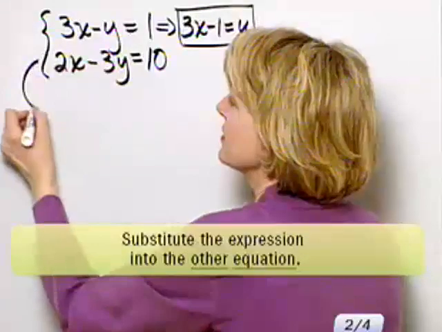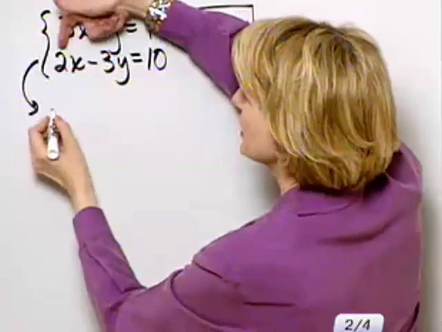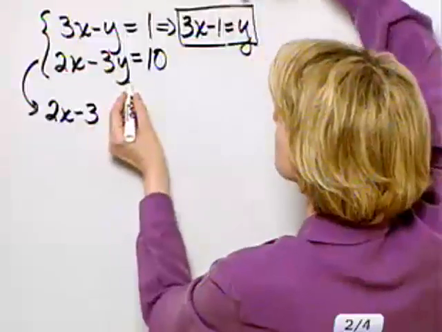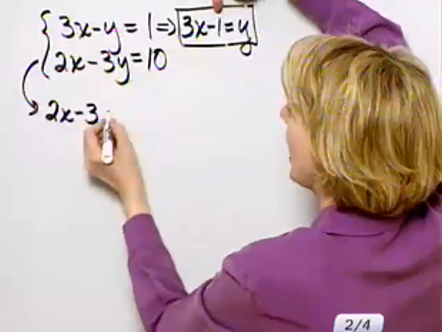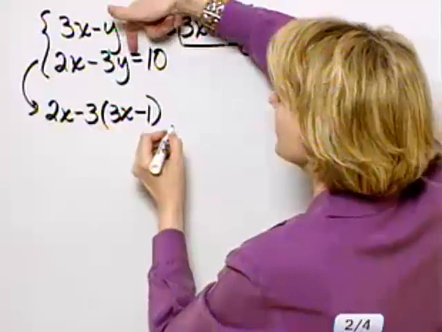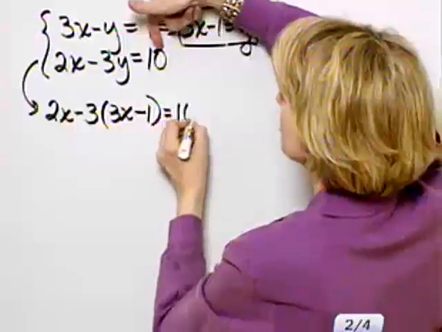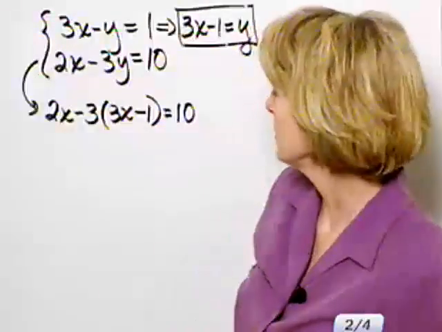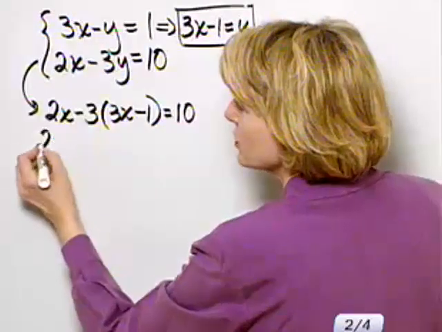I will write down this equation. Now be very careful. 2x minus 3 times, instead of y, I will write 3x minus 1, and then finish, is equal to 10. Now I have an equation in one variable. Let's go ahead and solve it.